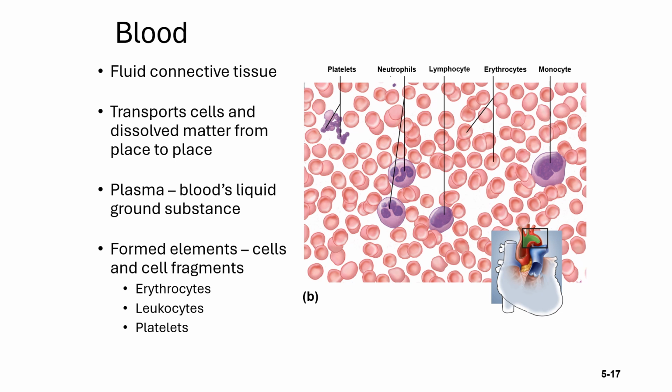The erythrocytes are called the red blood cells. They transport carbon dioxide and oxygen. The leukocytes, or the white blood cells, provide defense against infection and microorganisms. And the third component, platelets, is involved in clotting and other mechanisms.